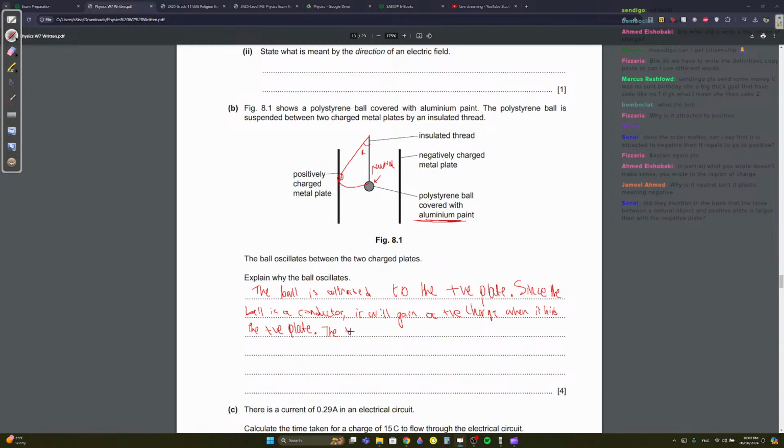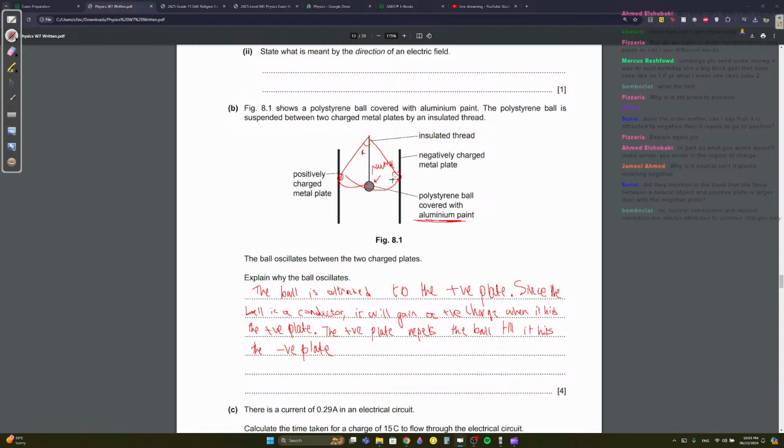The positive plate repels the ball, so now it's going to repel it. It's going to go where? Till it hits the negative plate. So now it's going to hit here, the negative plate. What happens when the ball hits the negative plate? Does it become negative? No. It was positive. You cannot go from positive to negative. It's going to lose its charge. It's going to become neutral again.